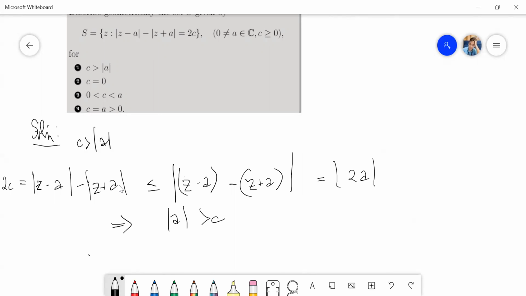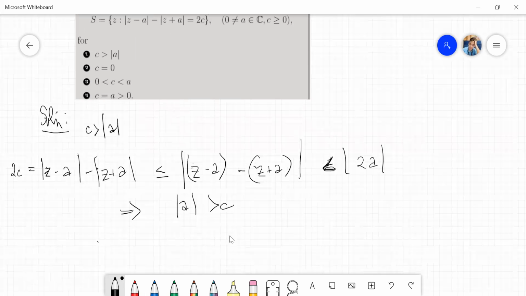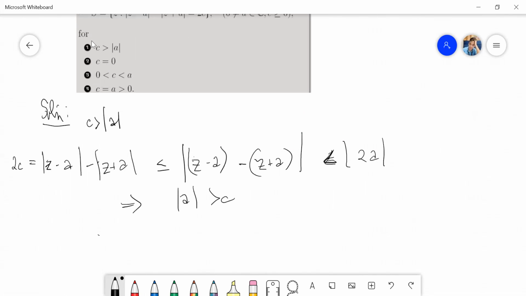So this is strictly less than here, which implies that the modulo of A is greater than C. Since the modulo of A is greater than C, there's no way for us to conclude that C is greater than the modulo of A. So this is already a contradiction. Therefore, your S is empty. That means you don't have that kind of set satisfying that equation.